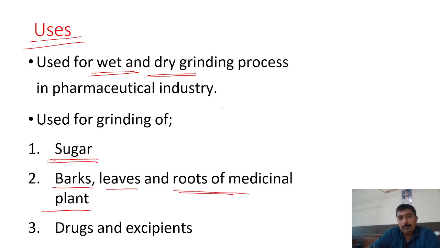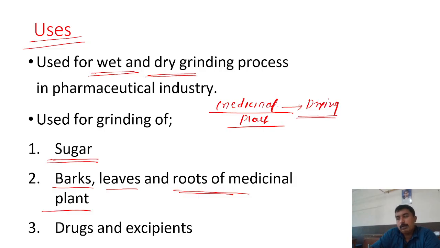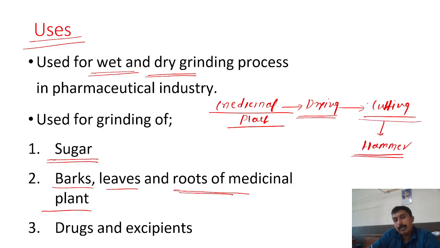First important thing, suppose we have collected a medicinal plant, then the first thing we have to do is subject it to drying to remove all moisture content, because we have already discussed the effect of moisture on size reduction. So subject it to drying, later on to cutting with the help of a cutter mill, and later on load it in the hammer mill. This is, in a general way, how medicinal plants are converted into powder. Different parts of the medicinal plant are converted into powder.